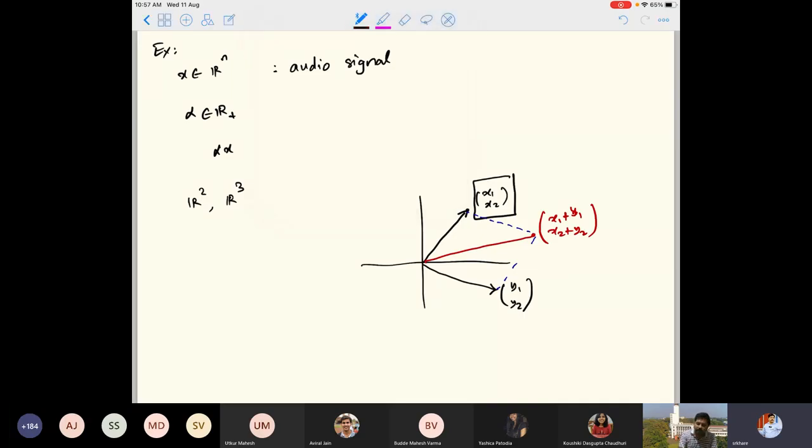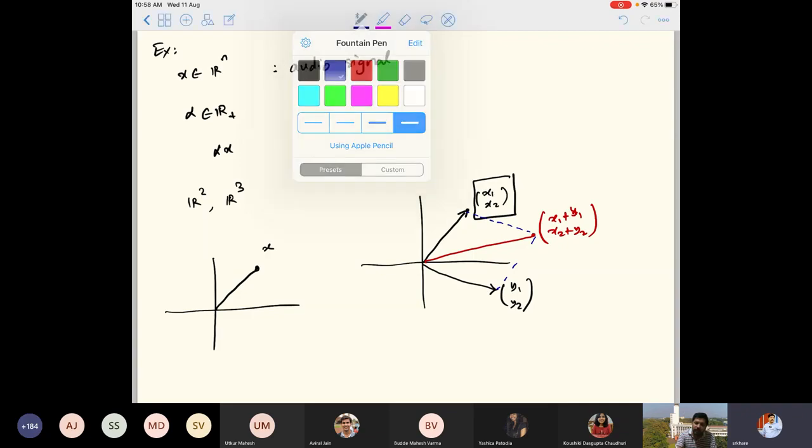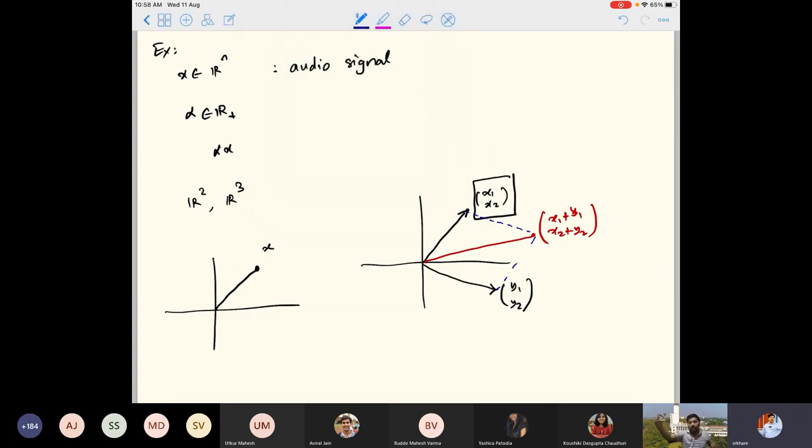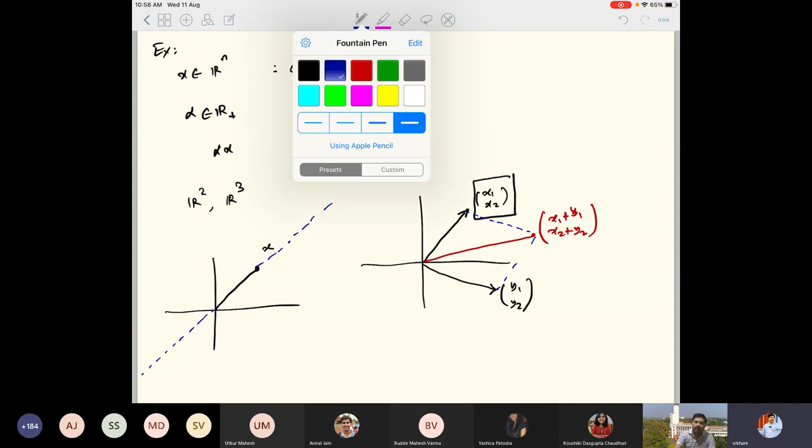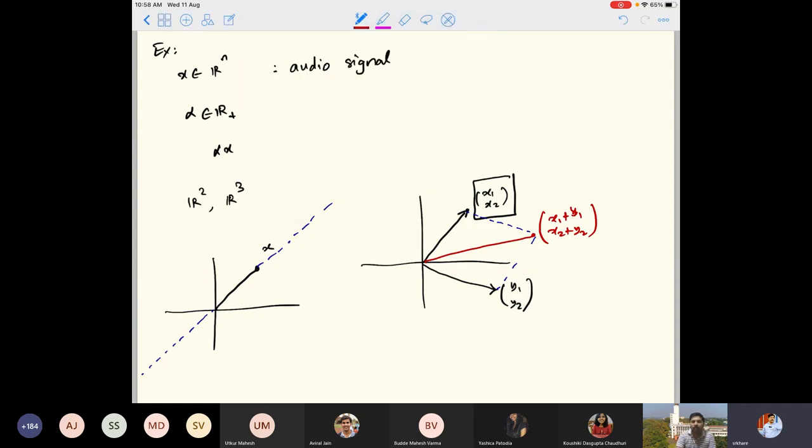What does scalar multiplication really mean geometrically? Suppose this is the vector x that you have in R2. Then what does scalar multiplication mean? It means that you still remain on the line, the line on which the vector x is lying, right? So on this line, when do you multiply alpha x? Suppose alpha is positive and greater than 1, then you are actually elongating the vector, right? So this is your alpha x when alpha is positive and greater than 1.